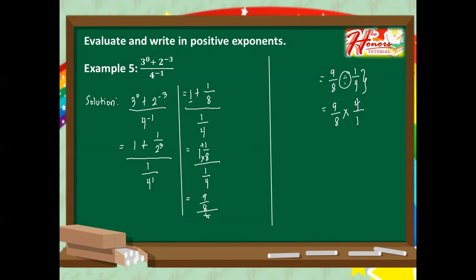So just think of a number that can divide 8 and 4 at the same time without remainder, and that is 4. 4 divided by 4 is 1. 8 divided by 4 is 2. So let's multiply now. So we have here 9 times 1 over 2 times 1. 9 times 1 is 9. 2 times 1 is 2. So the final answer here is 9 over 2.